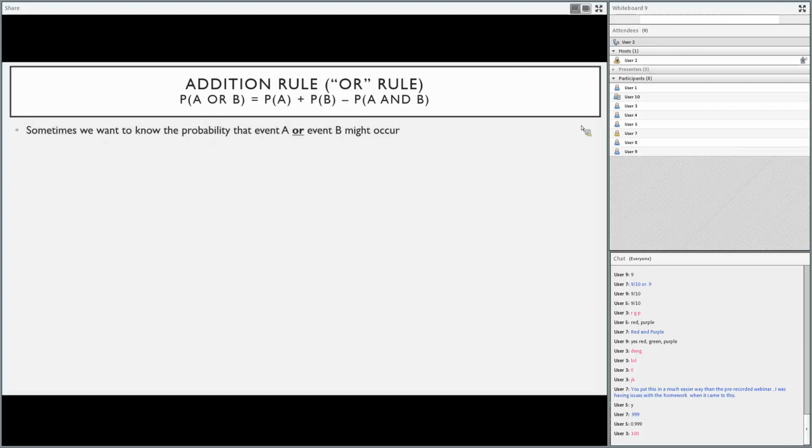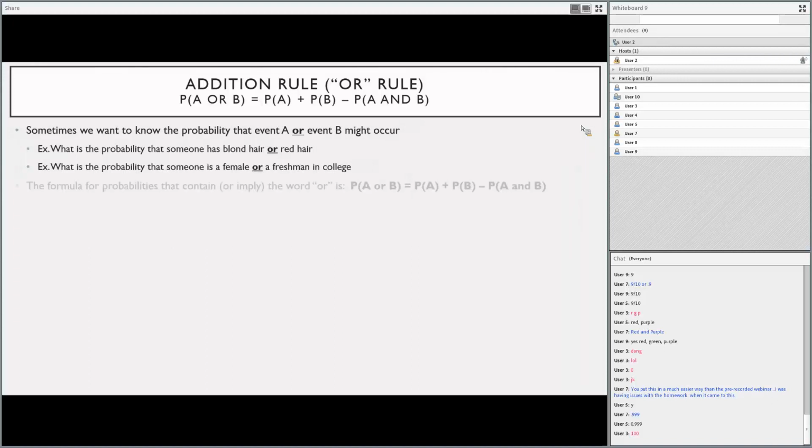So here's the next big formula for this week, the addition rule, or sometimes it's called the OR rule. So sometimes we want to know the probability that one event or another might occur. We'll say event A or event B, whatever those are. So for example, maybe we want to know the probability that someone has blonde hair or they have red hair. Or maybe we want to know the probability that someone is a female or they are a freshman in college, right? We want to know if one thing or another happens.